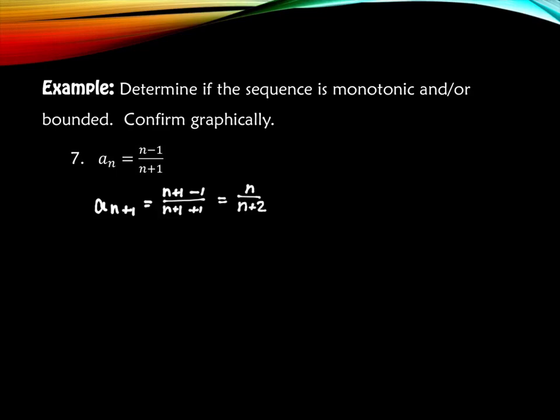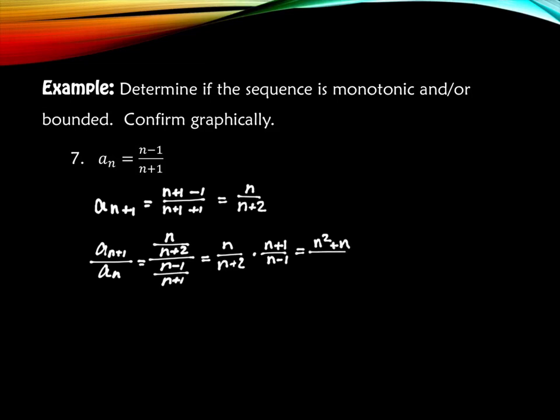Okay, so this is the trick. This is the part that you wouldn't necessarily think, oh, I should do this next. What we're going to do is take a ratio of a sub n plus 1 and a sub n. We know both of them, so we can do that, and you'll see why we'll want to here in a minute. So I have n over n plus 2, and I have n minus 1 over n plus 1. And we're going to flip them, simplify them. So n over n plus 2 times n plus 1 over n minus 1. And this is going to create n squared plus n over n squared plus n minus 2.